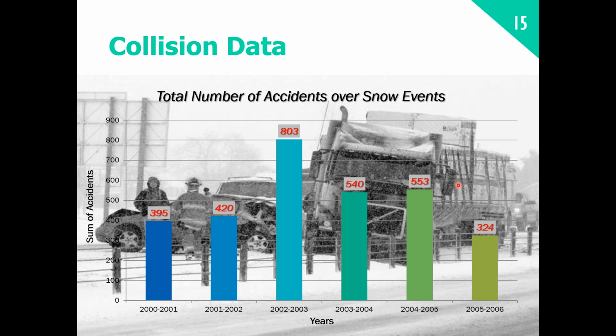So this bar chart shows the summary of total collisions that occurred in a single segment of patrol routes in Ontario, Canada, from 2000 to 2006. And you can see, take a look at 2001 or 2, we have about 420 collisions, whereas in 2002 and 3, the next year, the number of accidents doubled during storm events.